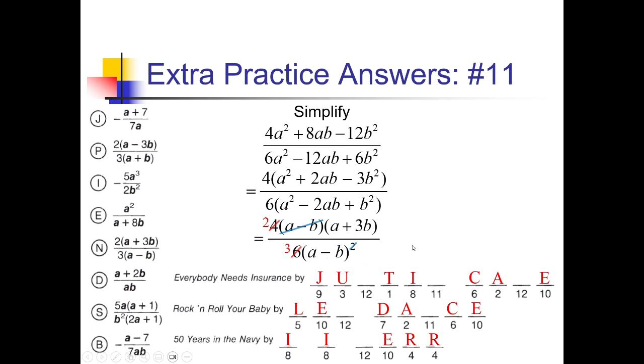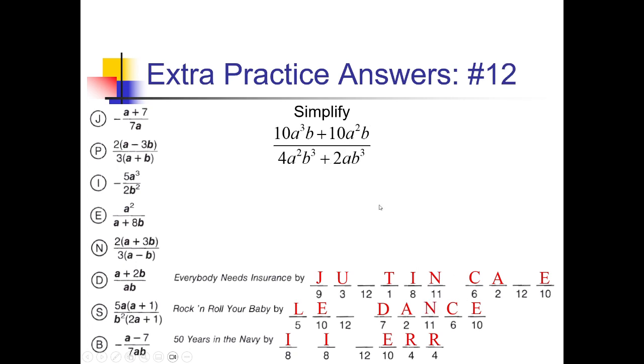All right, picking up the pieces. For the numerator, we have a 2 and an a plus 3b. For the denominator, we have a 3 and an a minus b. I see all that over here with this n. So that's going to be 11n. So there's an n going there. Another n going right there. And I think we're done with those.